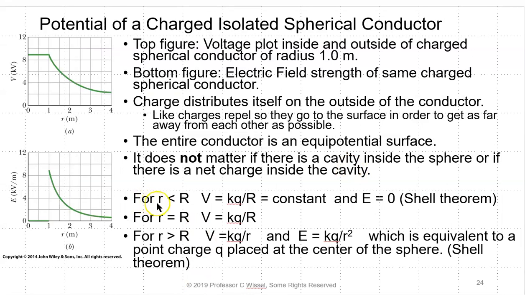For inside the sphere, where little r is less than big R, V will equal kq over big R, and that will be a constant, and E will be 0. That, of course, is inside a charged conductor. So there's no electric field inside the charged conductor, and the charged conductor is an equipotential surface, so the V is constant. At the surface of the sphere, where little r equals big R, V just equals kq over big R. For outside the sphere, where little r is greater than big R, V equals kq over little r, and E equals kq over little r squared, which is equivalent to the point charge q placed at the center of the sphere. That's the Shell theorem.